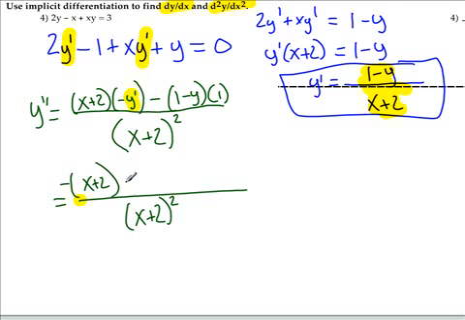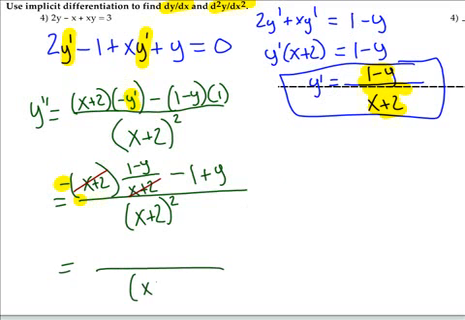Y prime is the same as 1 minus y over x plus 2, minus 1 negative times a positive, or negative times a negative is a positive, plus y. Notice that these reduce out right here. The x plus 2 and the other x plus 2 just reduce out. So I've just got to be careful with this negative sign that's been around since the beginning of this step. If I'm careful with that, I can clean up the numerator.